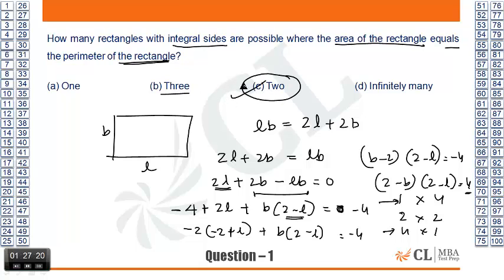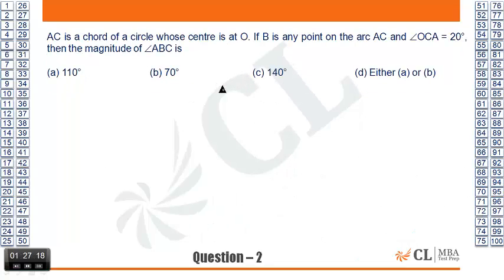Let's go with 2. Option C. What about this? AC is a chord in a circle whose center is O. B is any point on the arc of AC and angle OAC is 20 degrees in magnitude. Sounds okay. So let's take a circle of center O. B is any point on the arc. OAC is 20 degrees.